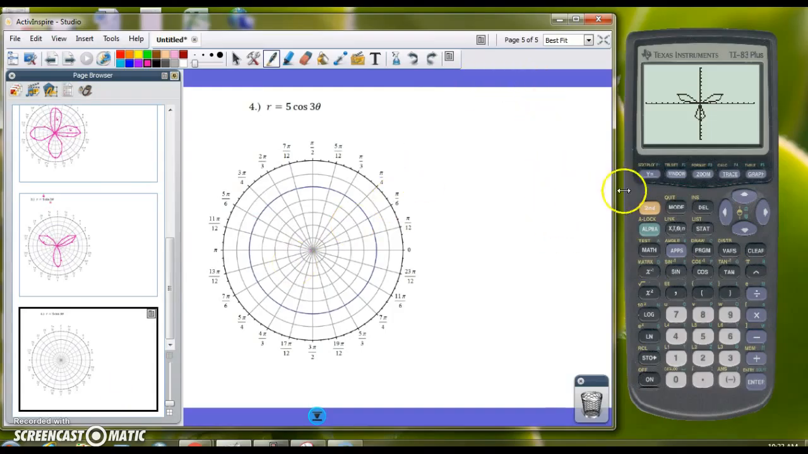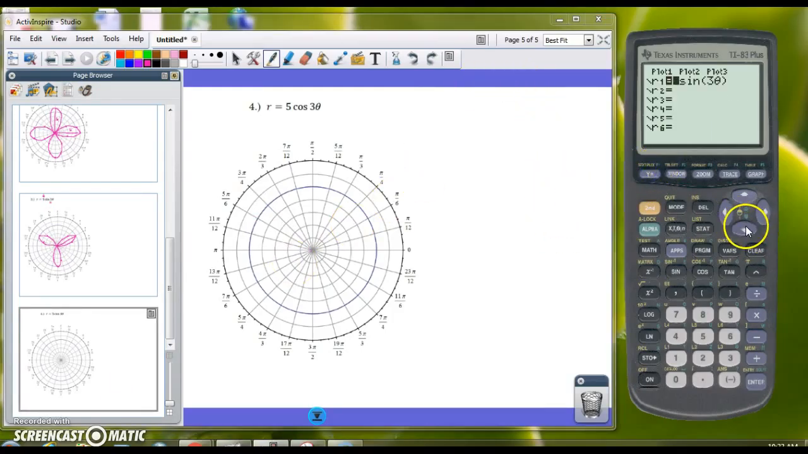Okay, the last example, we've got r equals 5 cosine of 3 theta. If you graph that, you'll see what it looks like. Again, this has symmetry about the polar axis. So once we get half of the points, we can fill in that other part. So if we go to the second graph to get the table, I'm going to go back to 0 here.